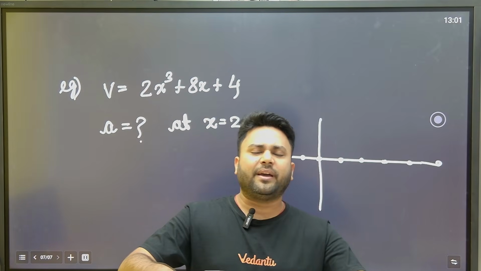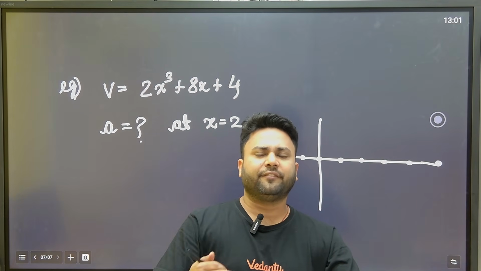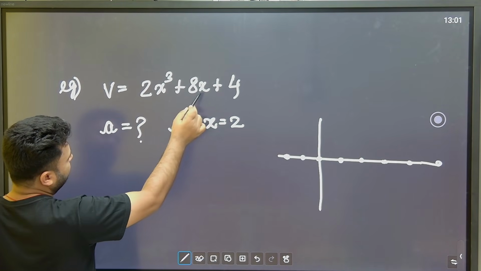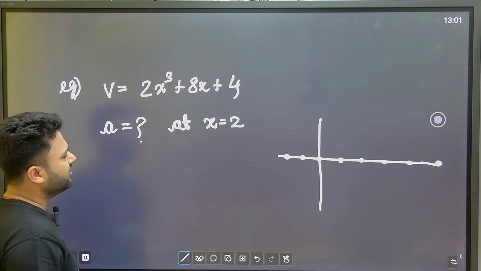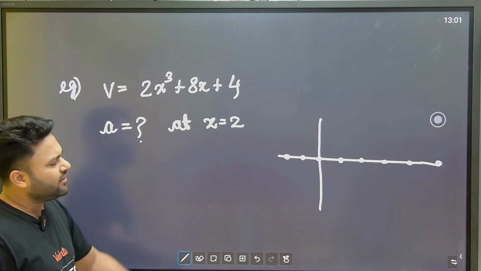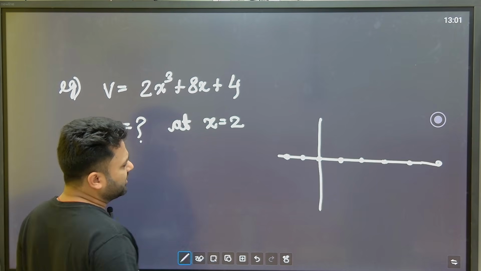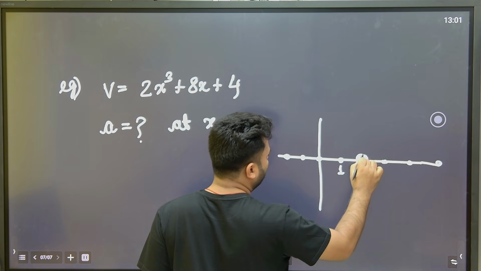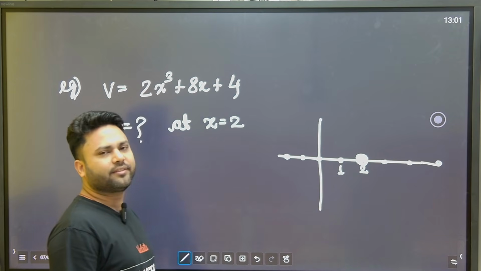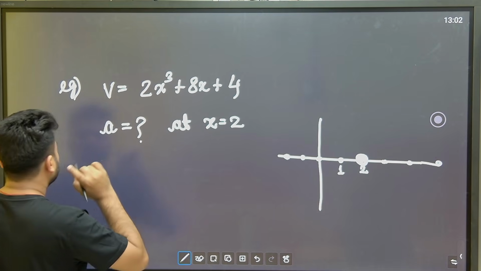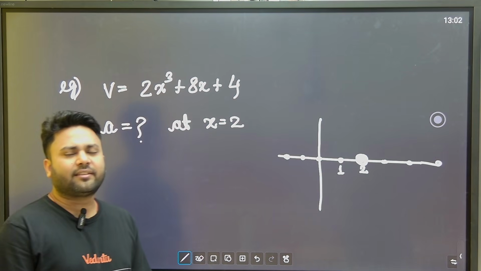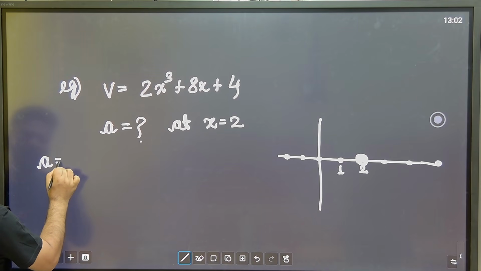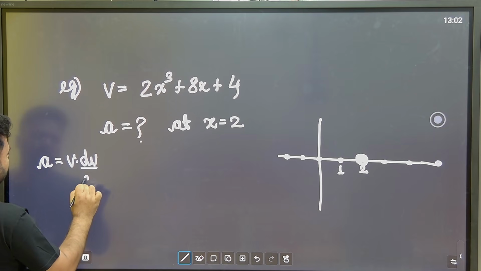Correct? Like you are riding a bike, you are accelerating. At different locations, you have different acceleration, and different speed also. You can see different speed. They are asking what is the acceleration at x equals 2. Suppose this is x equals 1, this is x equals 2. When the body is here, when your bike is here, what is the acceleration? So see, here t is not given, so you can't write acceleration equals dv by dt. So use this formula, acceleration equals v dv by dx.